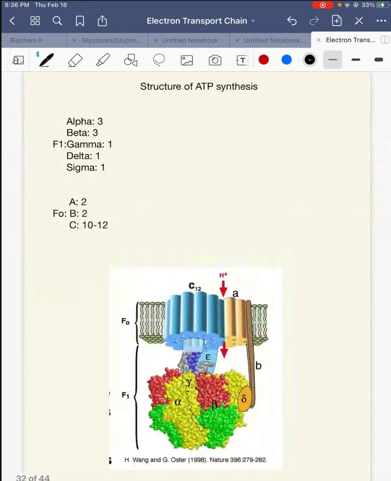Let's go over the structure of it because it can be confusing. F1 has alpha, beta, gamma, delta, and epsilon subunits. It has 3 alphas, 3 betas, 1 gamma, 1 delta, and 1 epsilon. And then our F0, for some reason, they decided to name them in English letters. They're called A, B, and C, and there are 2 A's, 2 B's, and around 10 to 12 C's.